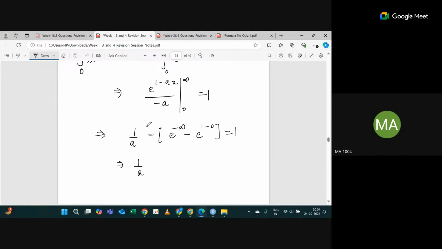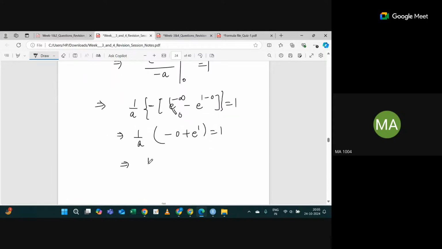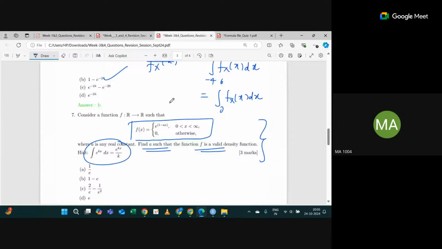This is the multiplication. If you take this minus inside the bracket, what will you get? e raised to power minus infinity is 0, so it will be minus 0 plus e raised to power 1. It will be 1 upon a into e equal to 1. So e equals a. So the value of a is e. Got it? So option D is the correct one. Understood? Yes, sir.